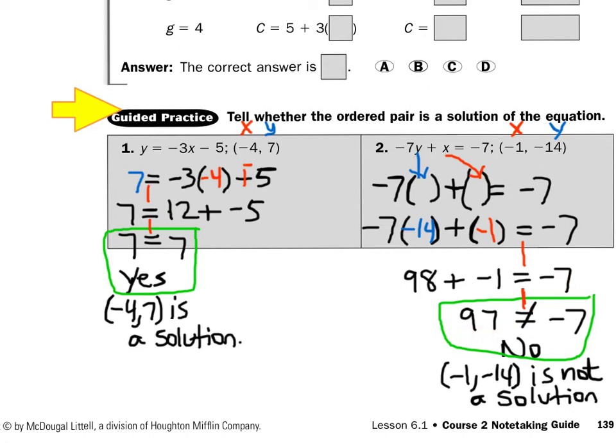Well, you know that 97 does not equal negative 7. So put a slash through the equal sign, and then the answer is no. Negative 1 comma negative 14 is not a solution.